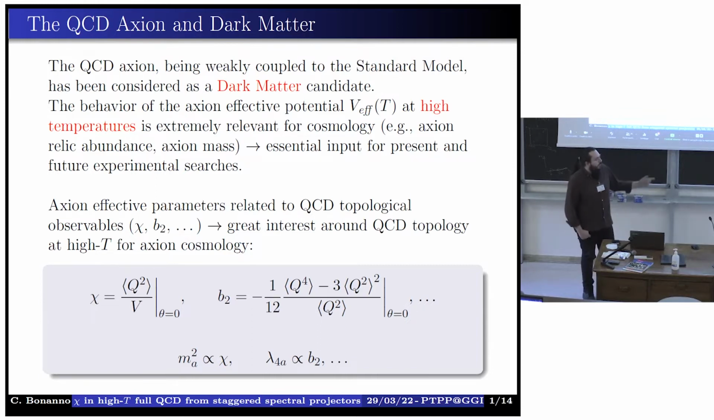And since the parameters of this effective potential are related to topological observables of QCD, we are interested in computing these observables at high temperature for axion cosmology. In particular, I'm interested in the topological susceptibility, which is the leading order term, because it is related to the effective mass of the axion.